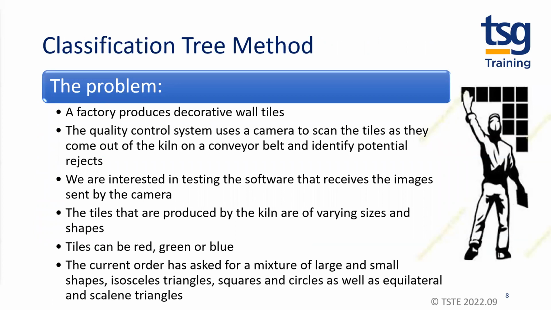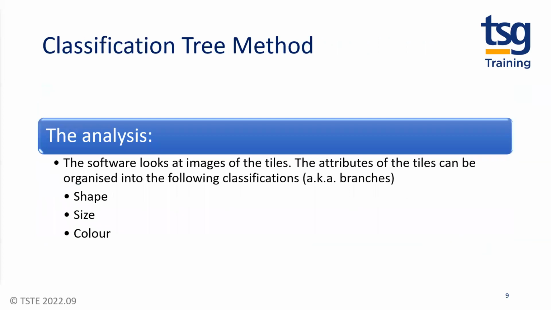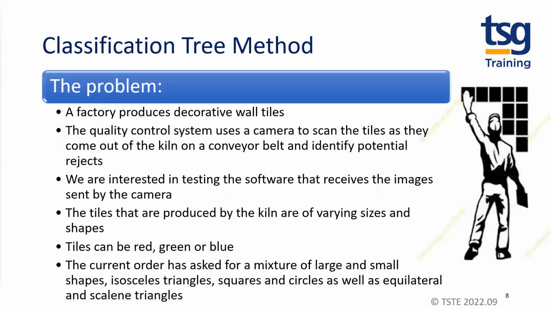So here is the problem. We've got a factory. It makes tiles, decorative wall tiles. And the quality control system uses a camera to scan the tiles as they come out of the kiln on a conveyor belt and identify potential rejects. And we're interested in testing the software that receives the images sent by the camera. Now, these tiles can be different sizes, different shapes, different colours, and the current order has asked for a mixture of large and small, and isosceles triangles and squares and circles and equilateral triangles and scalene triangles. We've got the problem.